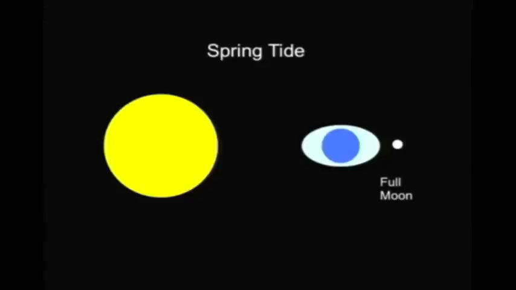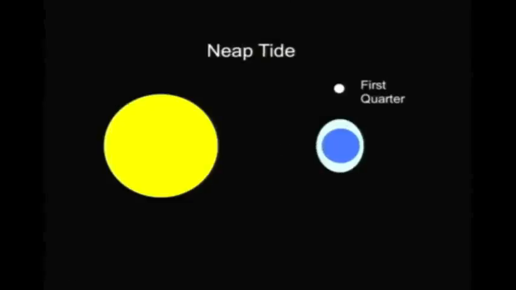During a full moon or a new moon, we have what's called a spring tide. And that's when gravity from the moon is combined with gravity from the sun to give an extra strong pull on the tides, giving us very high tides. During first quarter and during last quarter, the moon's gravity is pulling in one direction and the sun's gravity is pulling in another direction. And that causes us to have a neap tide, where the high tide and low tide differences are very small.